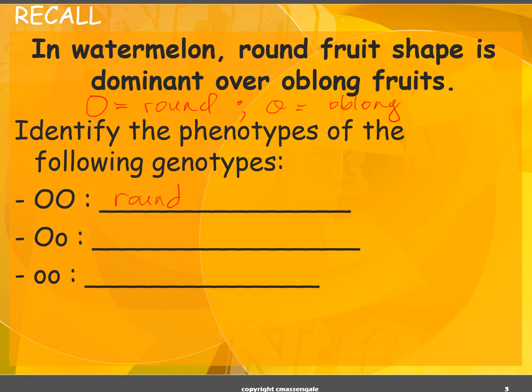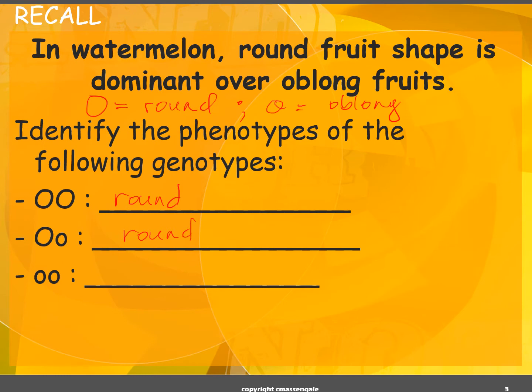Okay, so that is the phenotype. Next, we have here heterozygous, capital O and small o. So the phenotype of this genotype is still round. In our previous discussion, we discussed why it appears to be round even though it has the gene for being oblong. Obviously, it appears round because it has the dominant trait, and the dominant trait will always be expressed. The recessive trait will be masked out or hidden.